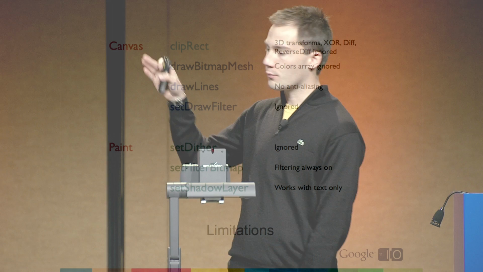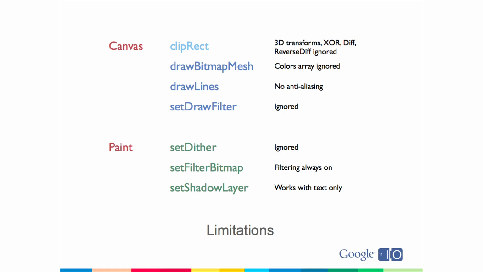On top of that, some of the supported APIs have limitations. So if you clip with a rectangle and you have a 3D transformation on the canvas, the 3D transform will not be applied to the clip rect. And there are some operations that you can do on the clip rect. You can do an XOR, a difference, or a reverse difference. Those are currently not supported, and I've never seen an application use them. Draw bitmap mesh, we ignore the colors array at this time. Again, we can support it.